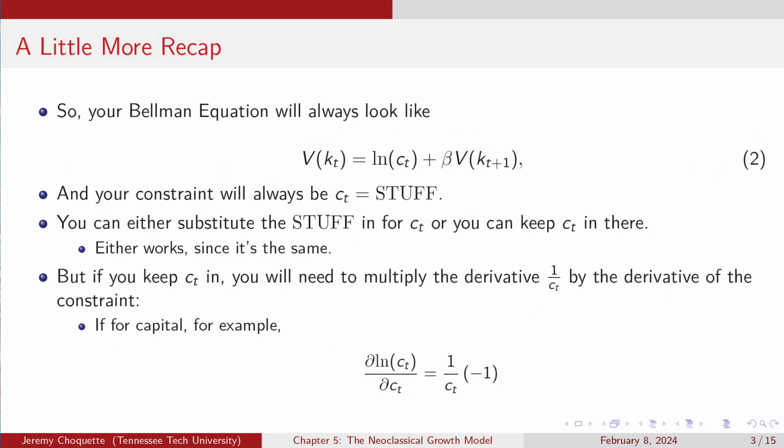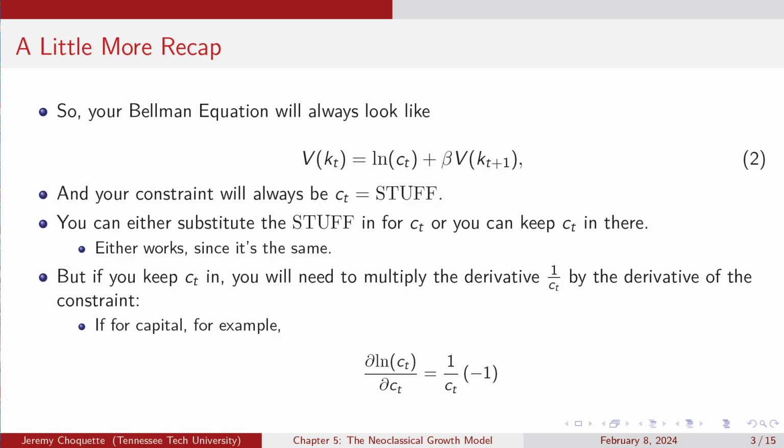So your Bellman equation is always going to be like V of something equals the natural log of CT plus beta times V of your stuff, right? Here it's just KT, but we saw KT, BT, and MT in the previous example. Now your constraint's always going to be CT equals stuff, and that's going to be the resource constraint with all of those endogenous variables substituted in there. So you'd have like output, investment, your flow of bonds, and your flow of money.